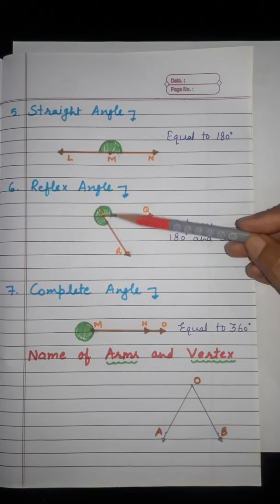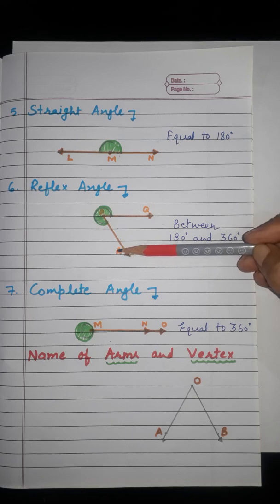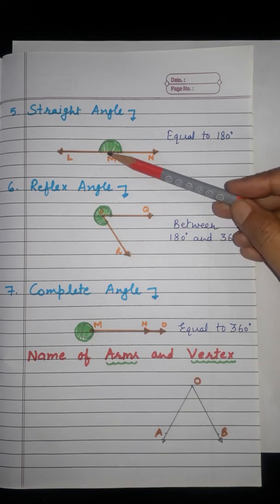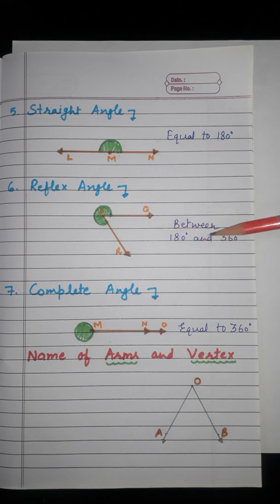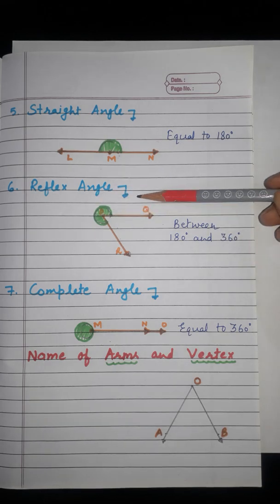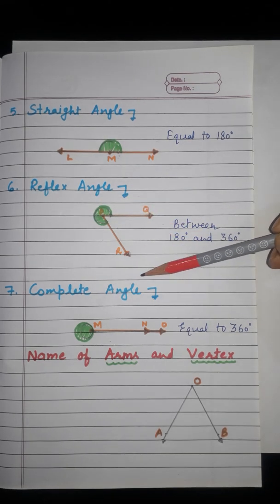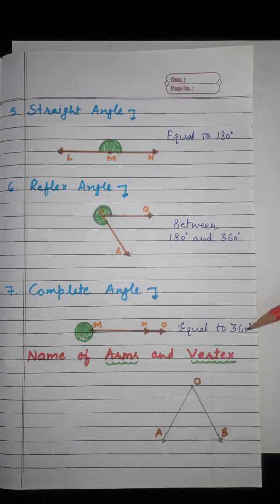So this is the figure of a reflex angle. After the straight angle, the reflex angles are formed. So what are reflex angles? Angles between 180 degrees and 360 degrees are known as reflex angles. And the complete angle: an angle equal to 360 degrees is a complete angle. So these are the types of angles.